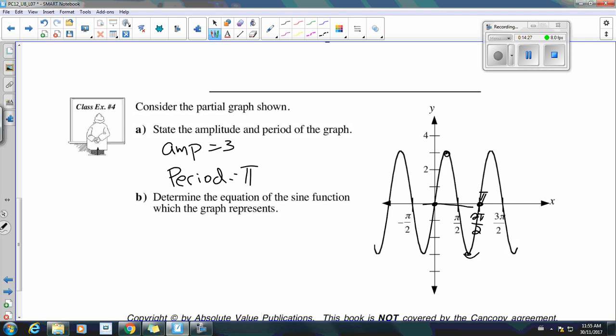Determine the equation of the sine function which this graph represents. Well, it would be 3 sine something times x. So if we have a period of pi and we needed to go 2 pi divided by b, it should be pretty clear that b must have been 2.